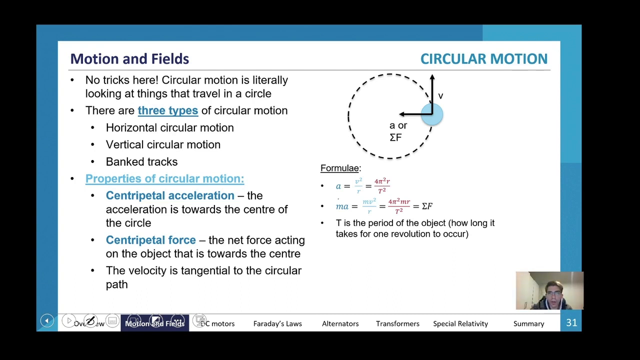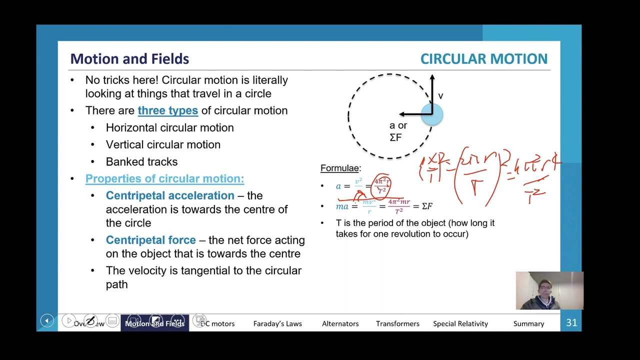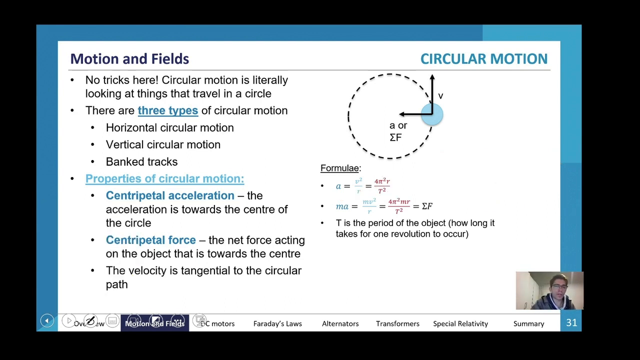The formula for centripetal acceleration is v squared on r, but because v is essentially distance over time, if you square it and divide by r, you'll get the formula here. Because distance is 2 pi r, it's 2 pi r on time. You square that, you get 4 pi squared r squared divided by t squared. And then you have the radius, so you cancel the radius. So you're left with 4 pi squared r on t squared. And obviously, to find force, you just multiply the acceleration by the mass of the object.